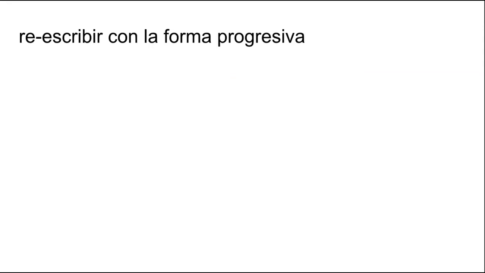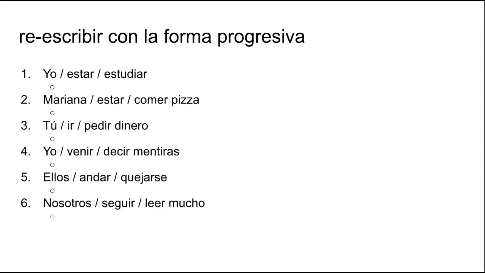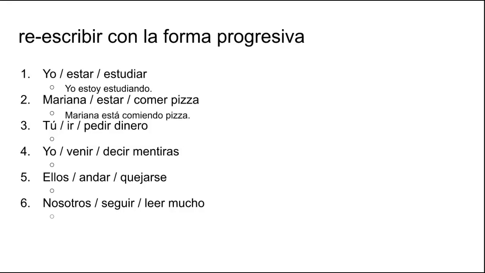Now grab something to write with and see if you can rewrite these with the progressive form. For example, yo, estar, estudiar. Yo estoy estudiando. Feel free to pause the video so you can write down your responses. Vamos. Número 2. Mariana está comiendo pizza. Tú vas pidiendo dinero.